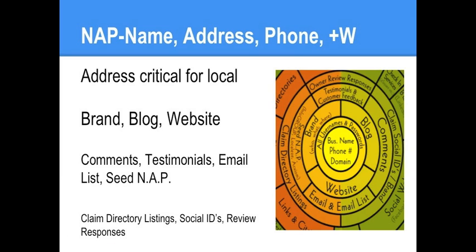Address is critical for local. After that, it's really your online brand, who you are, your blog, your website. Really should almost be the same thing. But I think when we say blog, we're talking about the idea of a steady drip of content. A steady drip of content shows Google that you're alive, that you have a pulse, and of course, the better the content, the more people can find it. After that, we get into comments, testimonials, moving our way outside that core circle.